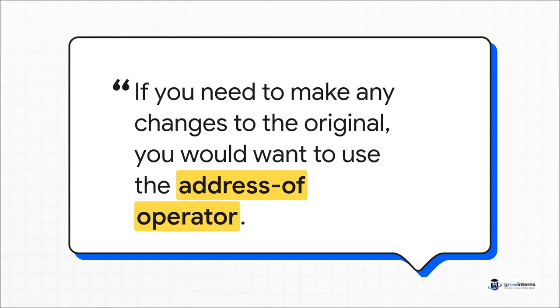So when should you use which one? Well, our source material gives us the perfect rule of thumb, and it's this. If you need to make any changes to the original, you would want to use the address-of operator. It's that simple. If the whole point of your function is to change the data, you have to pass by reference. If the function just needs to read the data, passing by value is safer, but you just got to keep that potential performance hit in the back of your mind.